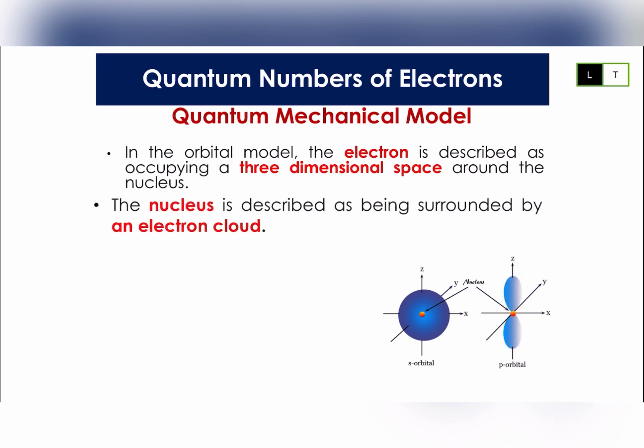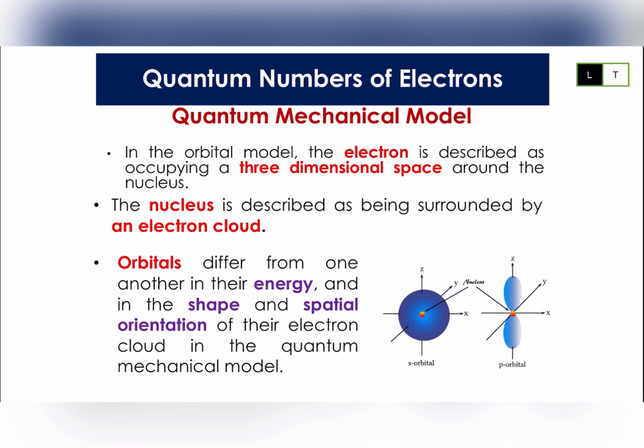You have to understand the nucleus is being surrounded by an electron cloud, and this electron cloud makes up the shape of the orbital. For example, the electron cloud produces the shape as spherical like this or as a dumbbell like this. So you have to know orbitals also differ from one another in terms of their energy, shape, and spatial orientation of their electron cloud.